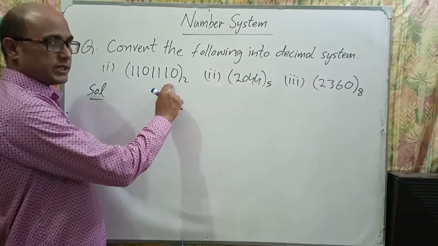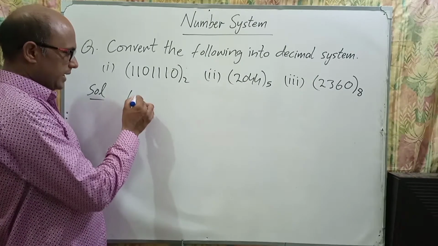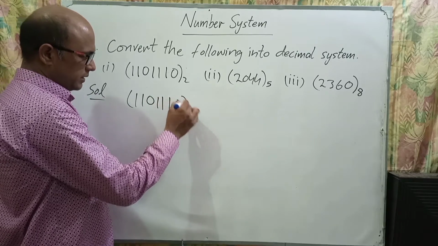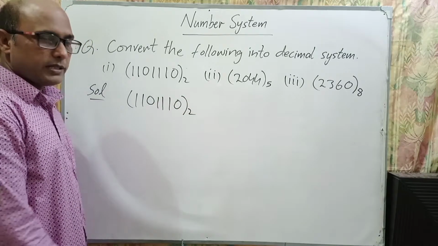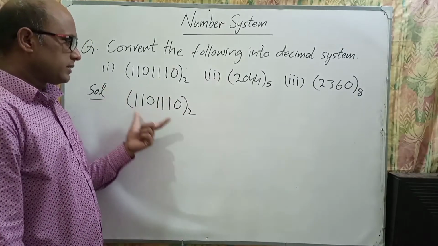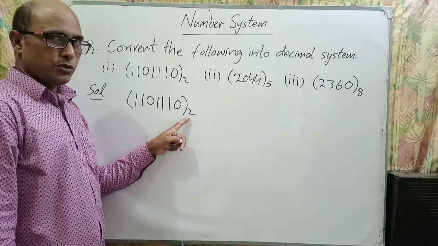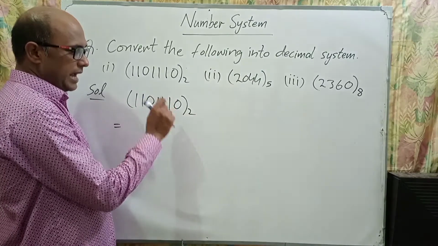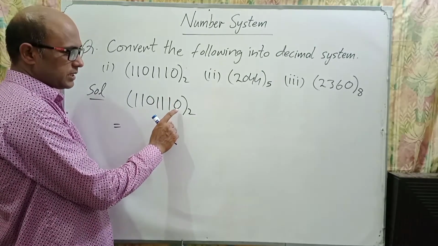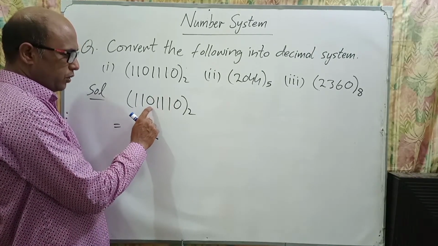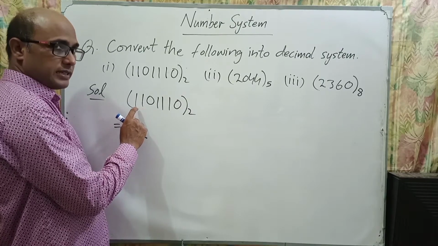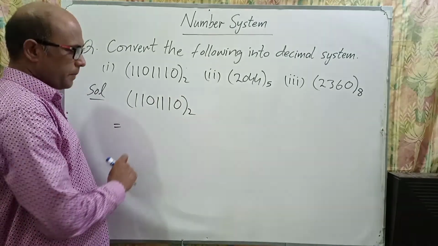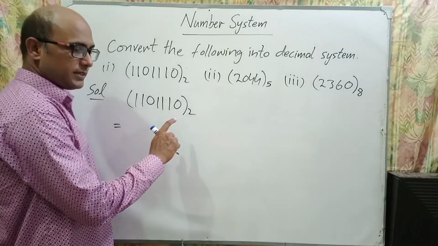Solution for the first question. We'll write the statement of the question given in part 1. It has base 2. So let's start. First of all, students, we have to count the numbers: 1, 2, 3, 4, 5, 6, 7. The digits in this number, students, are 7.